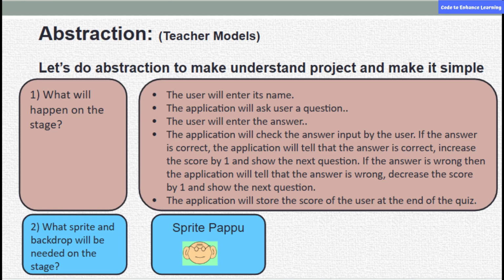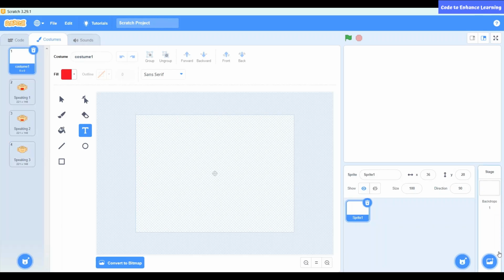Let's take a view of the abstraction. Let's do abstraction to understand the project and make it simple: what will happen on stage and what kind of sprite and backdrop we need. Let's move to the coding part. For that, we need a sprite and a backdrop.